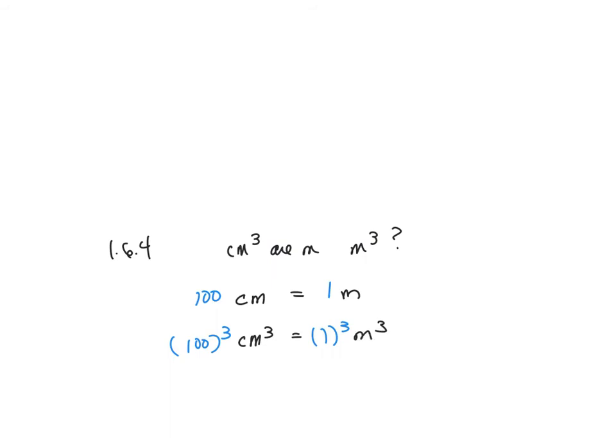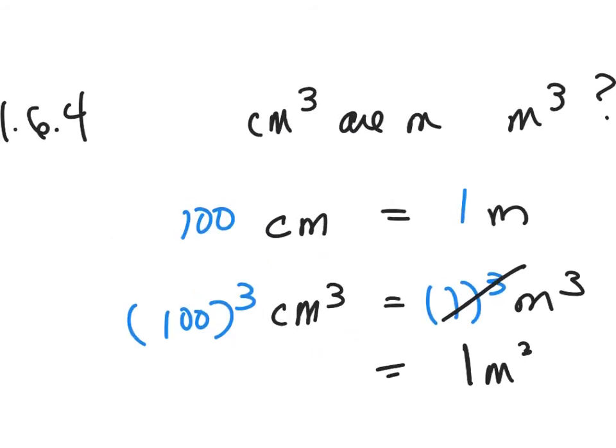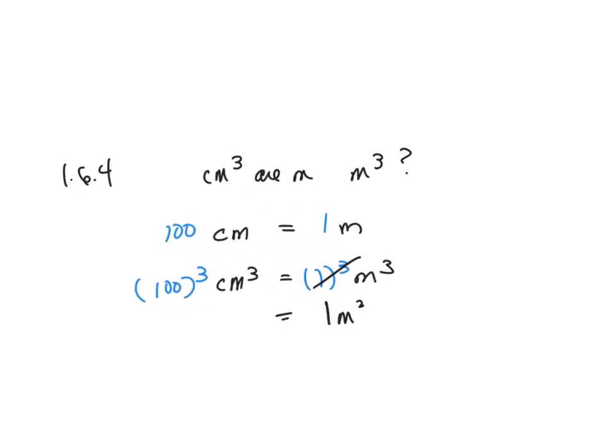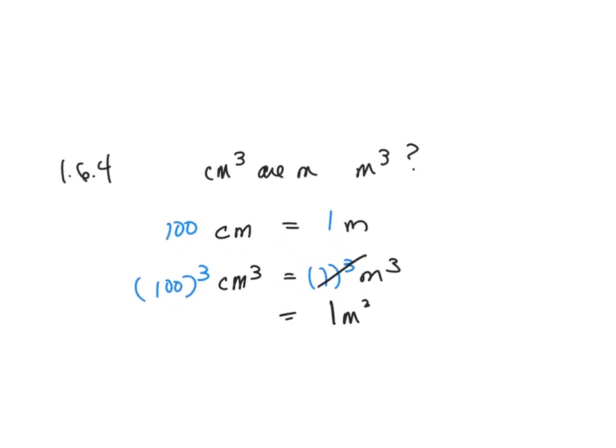And so what's 1 times 1 times 1? That's 1 meter cubed. Now I'm going to actually get my calculator. 100 times 100 times 100. Okay, that is 100 times 100 times 100. Did you get 1, 2, 3, 4, 5, 6 zeros? Centimeters cubed. So that is the answer.